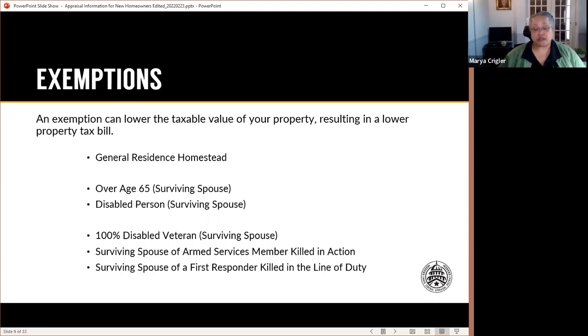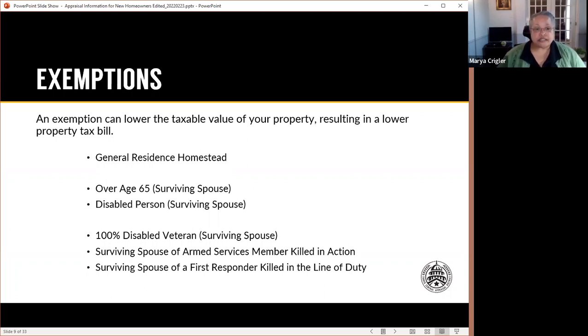On top of the general homestead exemption, some property owners may be able to also qualify for other exemptions in addition to the general homestead exemption. The most common of those are the over age 65. So if you're over the age 65 or the surviving spouse of somebody who is over the age 65, or if you're a disabled person, there are additional exemptions that you can claim. And those are additional amounts that are taken off in addition to the general homestead.